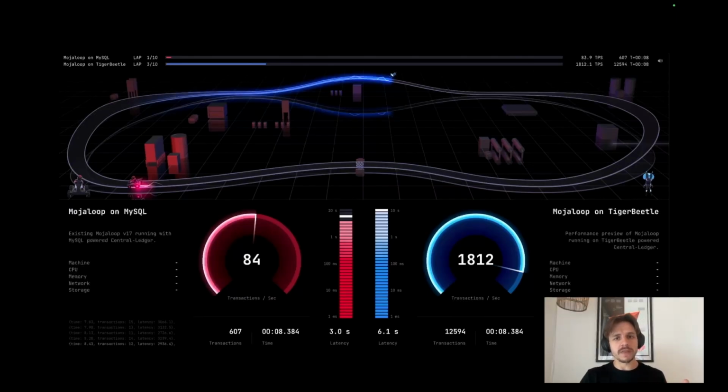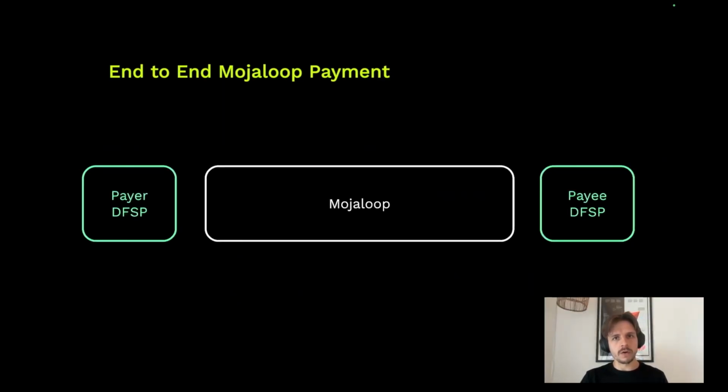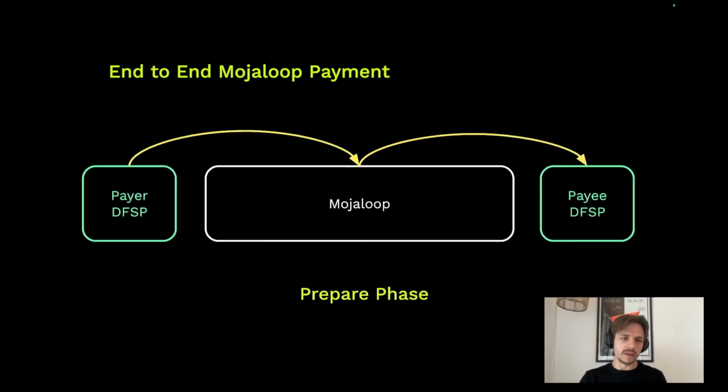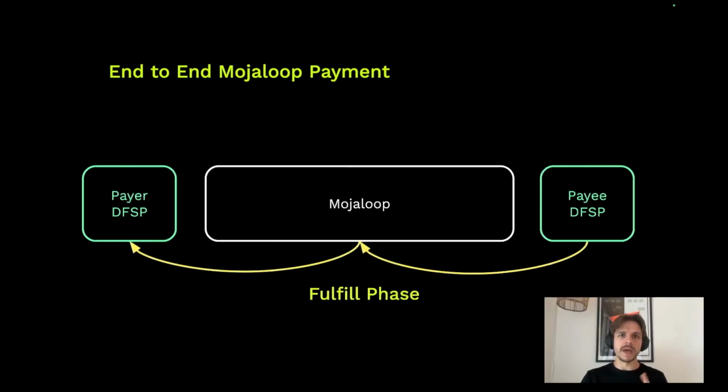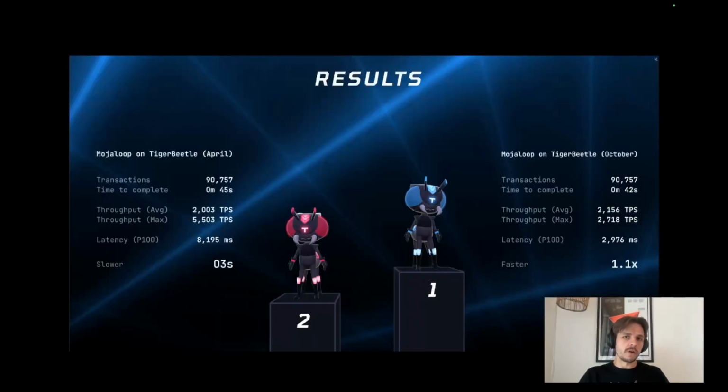And what we do is we run the Mojaloop switch and send in as many payments end-to-end as quickly as possible and count how many are completed per second. That's transactions per second. And the maximum time it took any payment to go through, that's the latency. A payment is a message going from the payer DFSP to Mojaloop and then onto the payee DFSP, and then doing that same thing but in reverse. That's one payment.